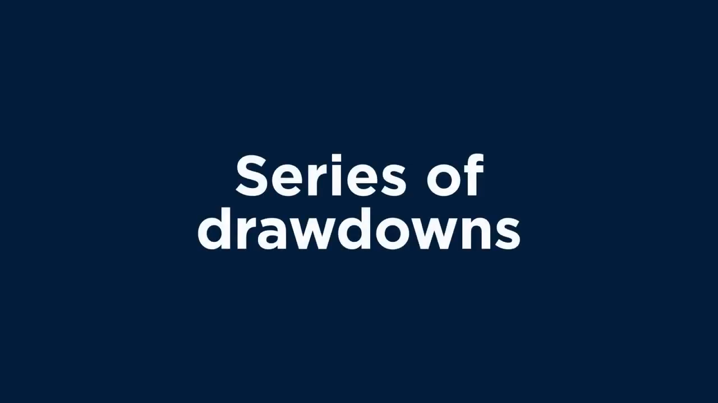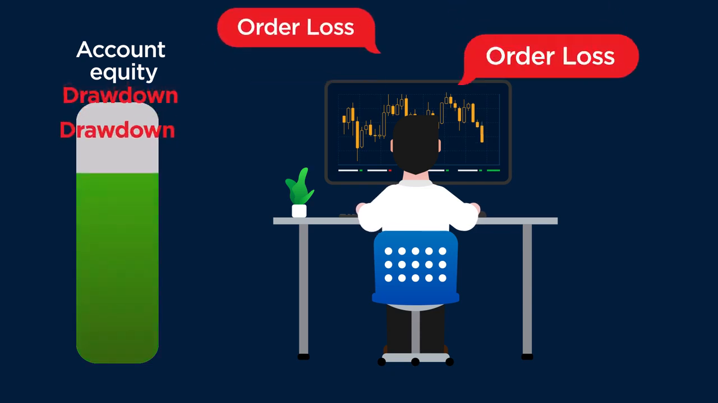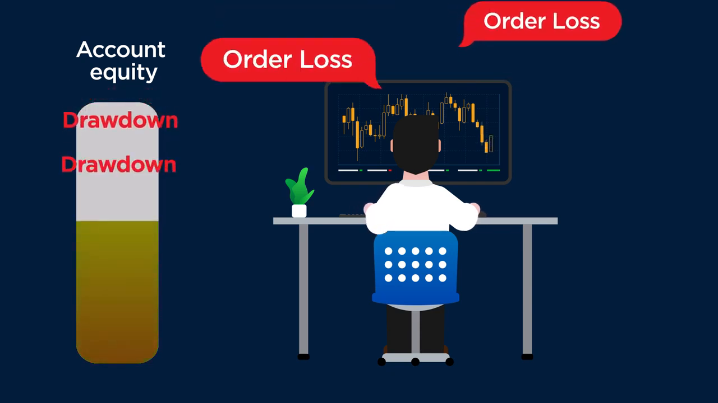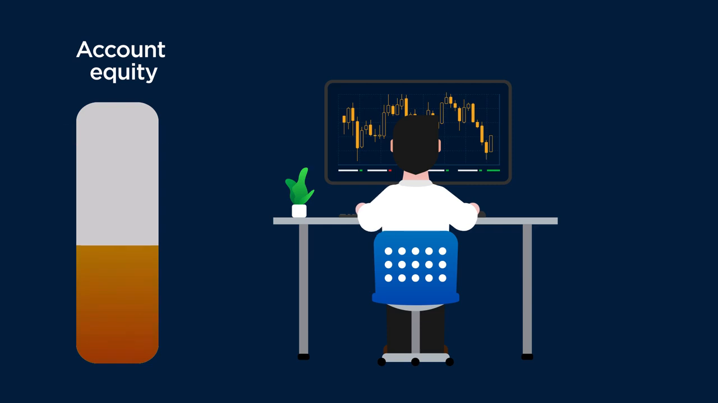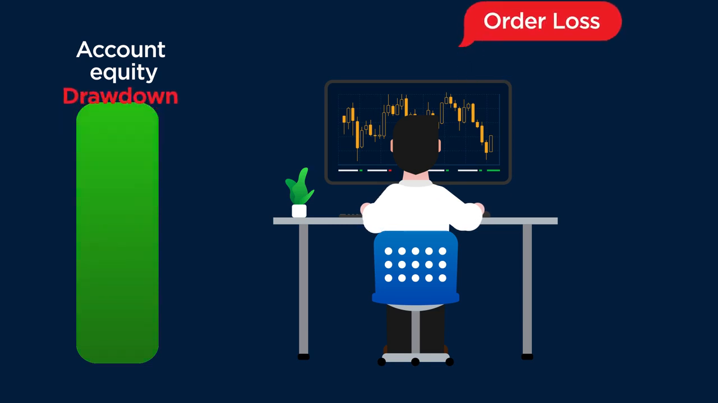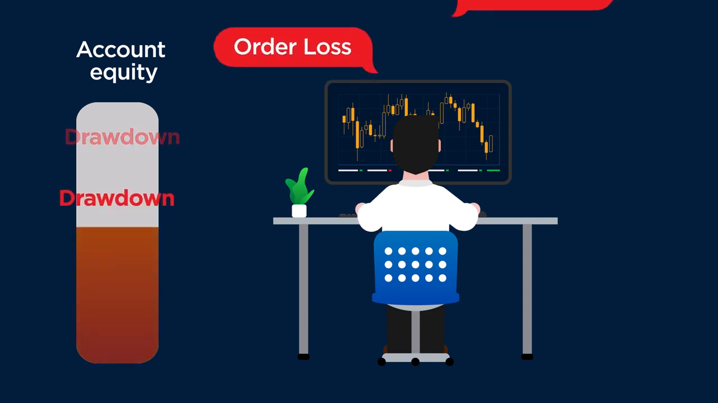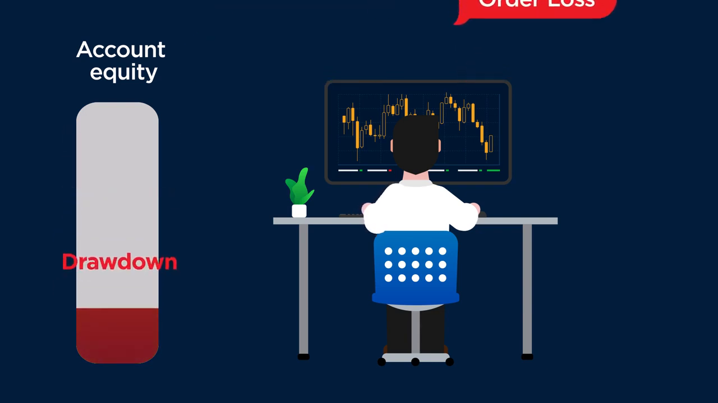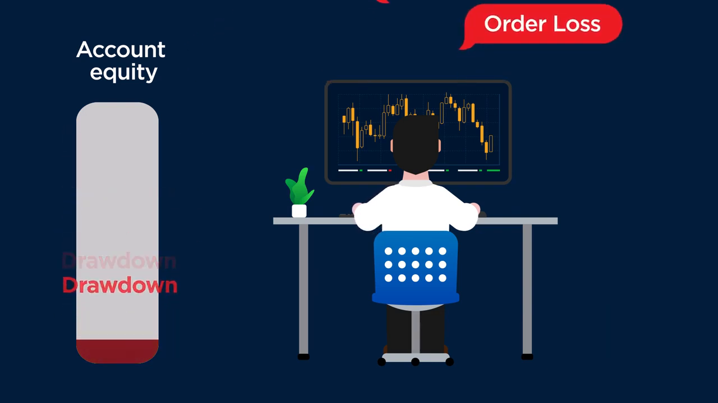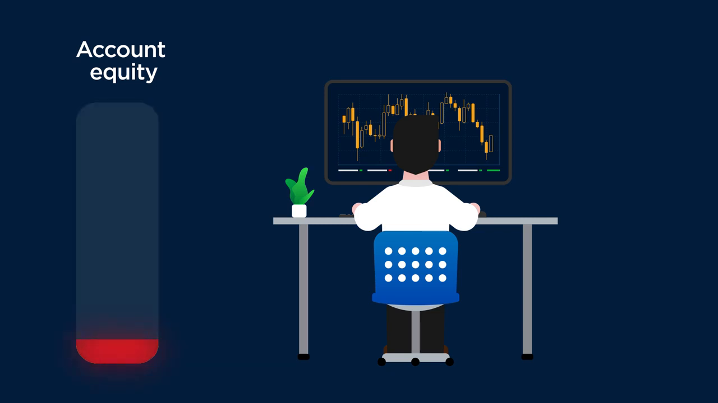Series of drawdowns. Drawdown is a decrease of the equity in your trading account caused by a losing order. A series of drawdowns is quite common in the Forex market, even if you use a highly effective strategy that has an 80% success rate. At some point, you can run into a series of losing trades. You'll be able to preserve a significant part of your investment after a series of drawdowns if you're prepared for it. That's where you need risk management.